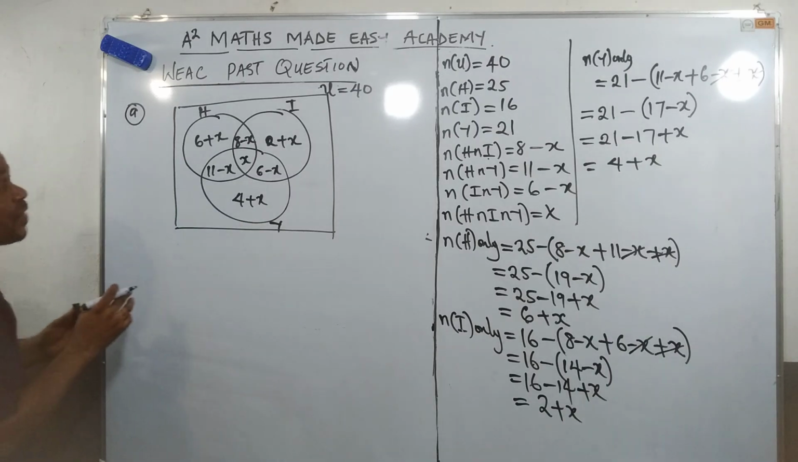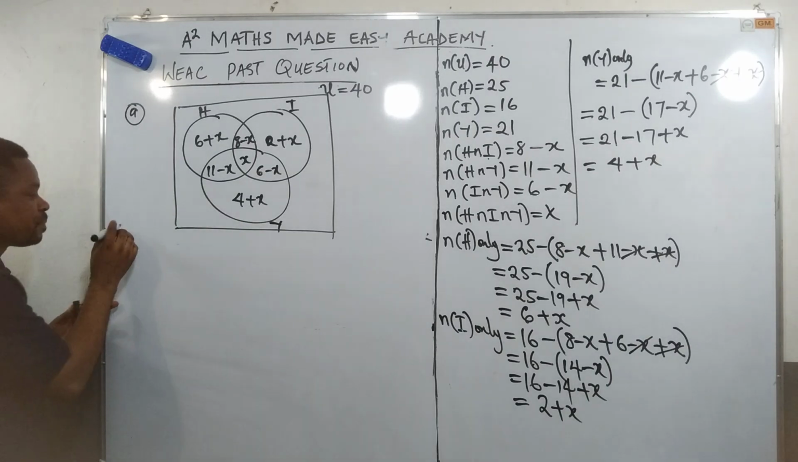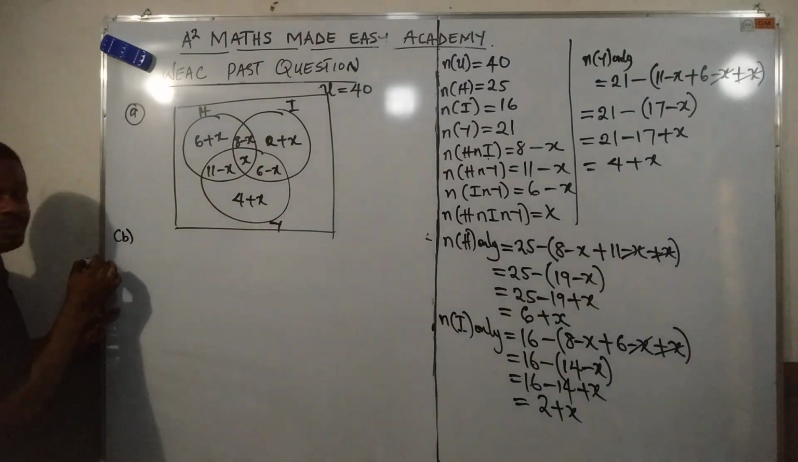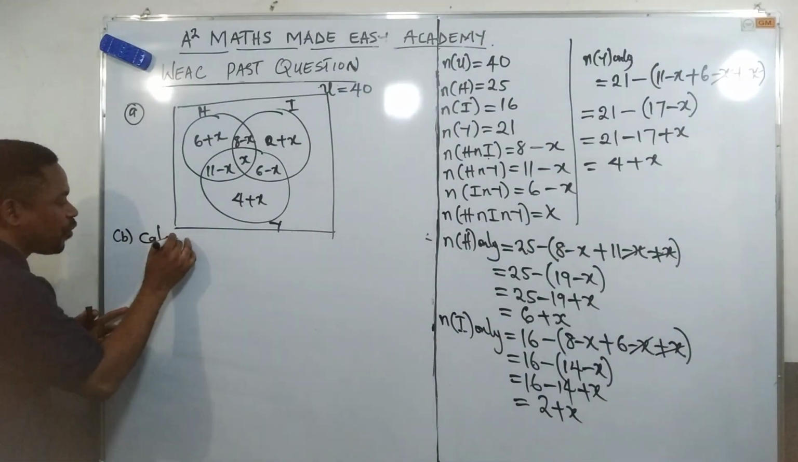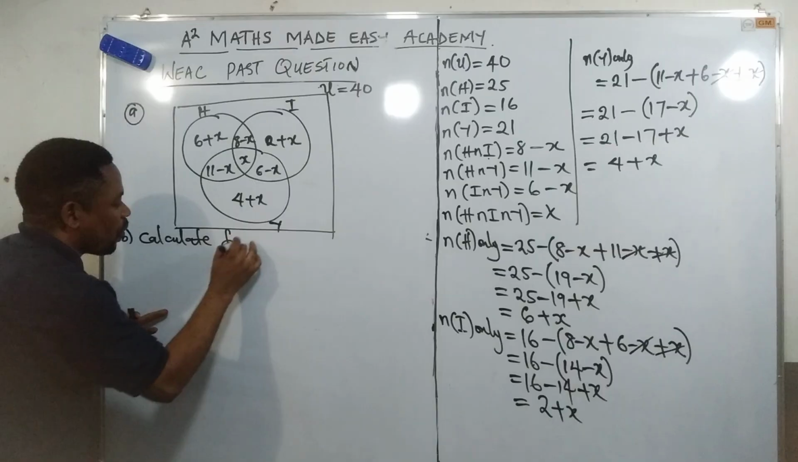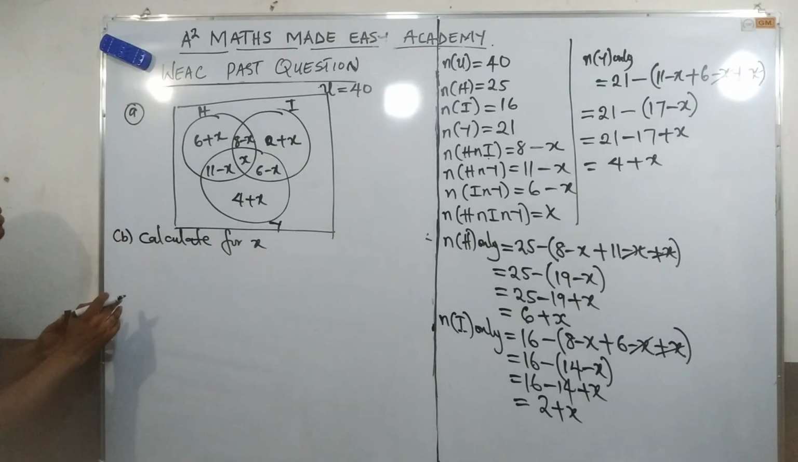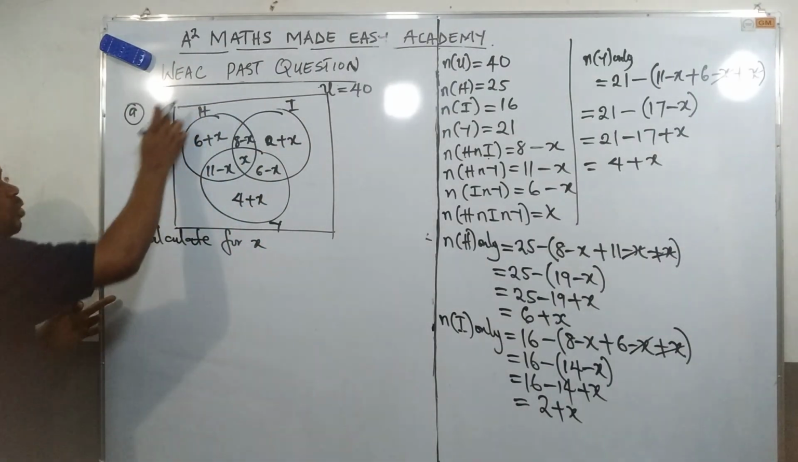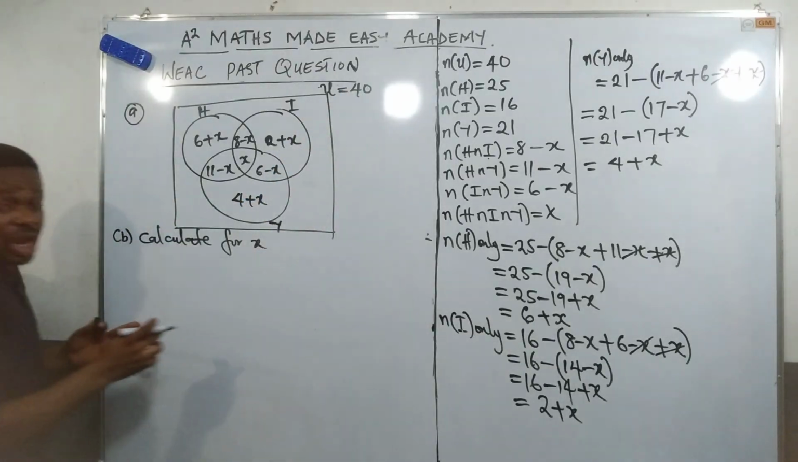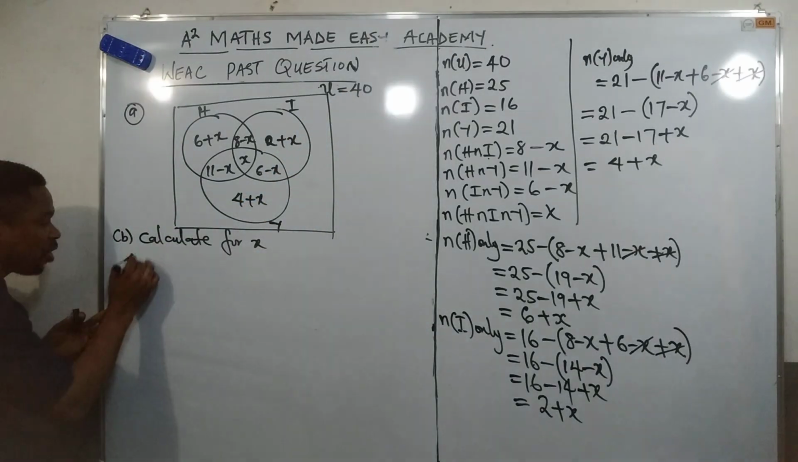And that is exactly the final answer for question number A. Can we now quickly move to number B? They said we should calculate. Don't forget, the question said calculate for what? X. Now, how do we calculate for X? Observe. When we add the whole of this thing, it will produce the universal set. What is it? 40, right?